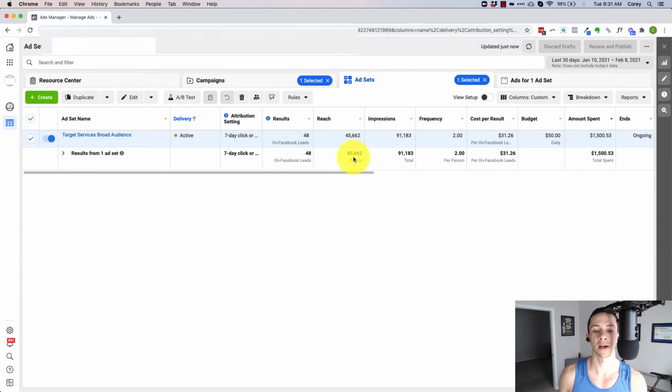So 45,662 people were exposed to this ad set over the last 30 days, and it made 91,183 impressions. So that's nearly a frequency of 2.0, right? So everybody has seen these ads 2 times in the last 30 days. And some people might look at that and say, wow, twice? I need to create new ads. I need to update my content, or I'm going to suffer from ad fatigue.